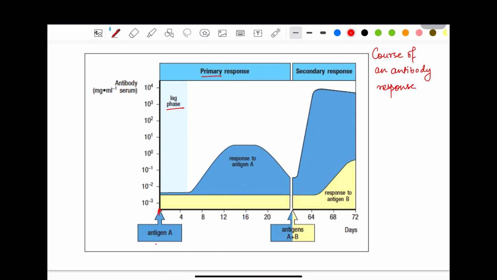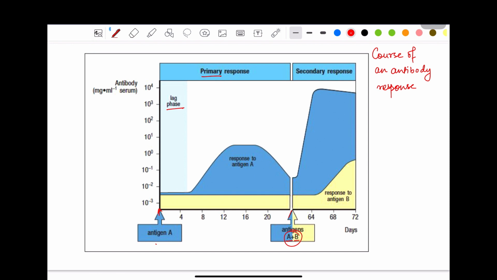Now, if there is a subsequent exposure of the same antigen, then what happens? Then the secondary response is mounted. So now, if we inject both antigen A and B, then what will happen? There is a gap here, so it is after a certain number of days. If we inject antigen A and B together, then the secondary response is generated.